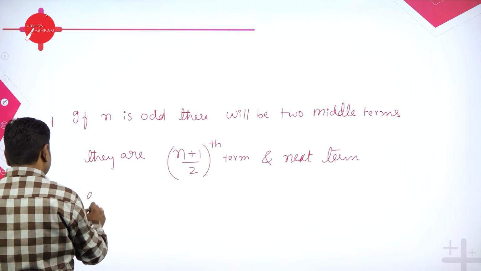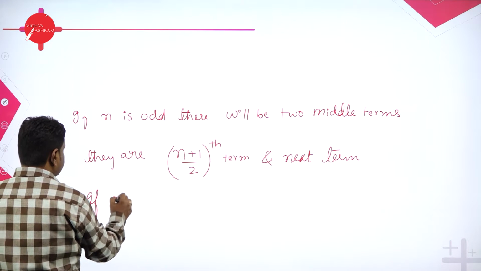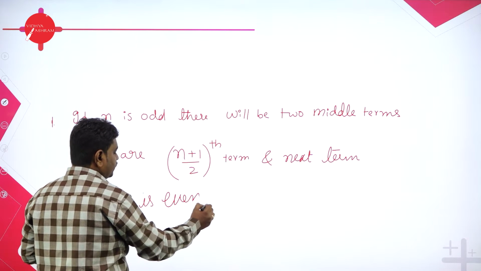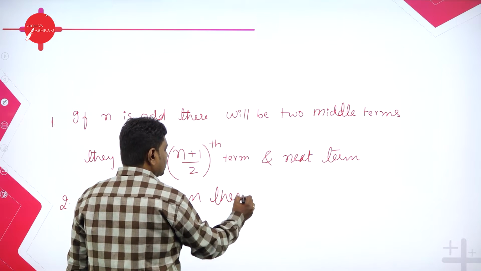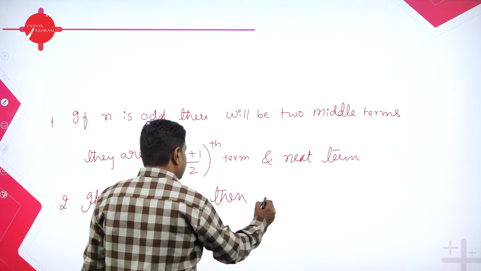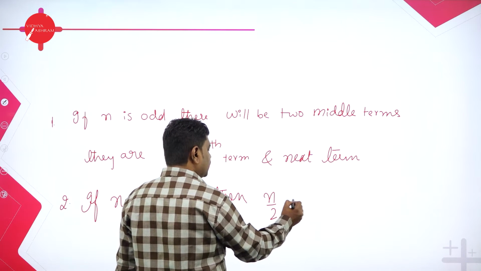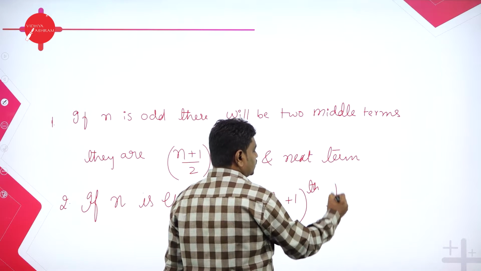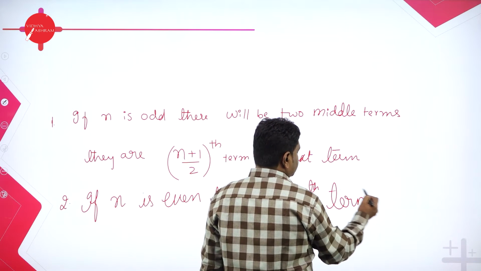Case 2. If n is even, then there will be only one middle term. Then n by 2, because it is divisible by 2, plus 1th term is the middle term. Very interesting.